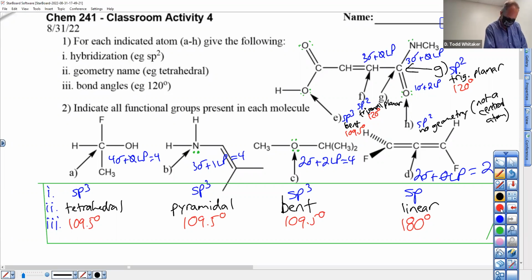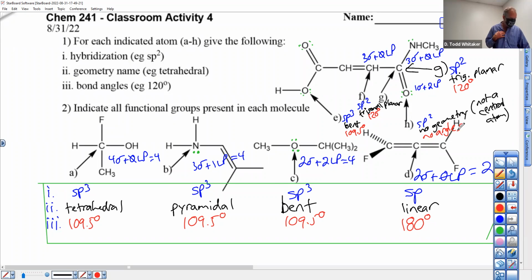And no angle. But I can tell you the lone pair is 120 degrees from the sigma bond. You knew that when you said sp2, right? You can say the lone pair is 120 degrees from the sigma bond because that's the electron arrangement for every sp2. Okay? And that ends that activity.